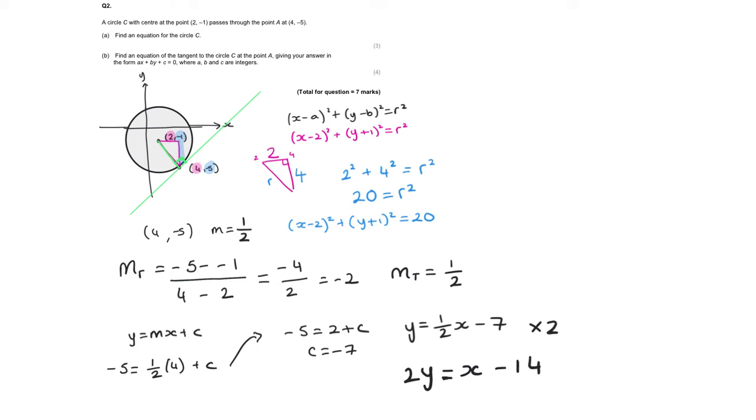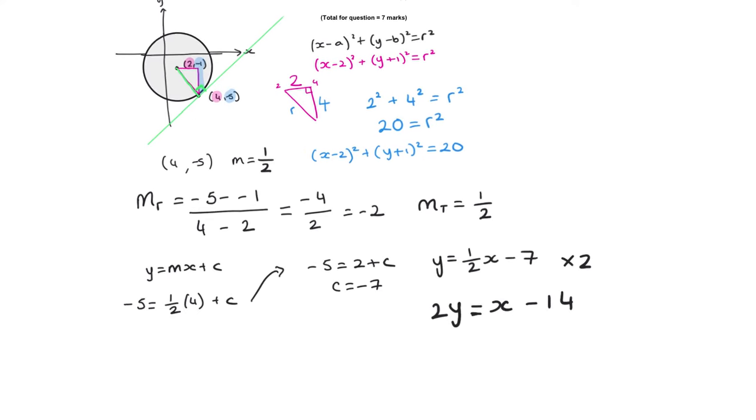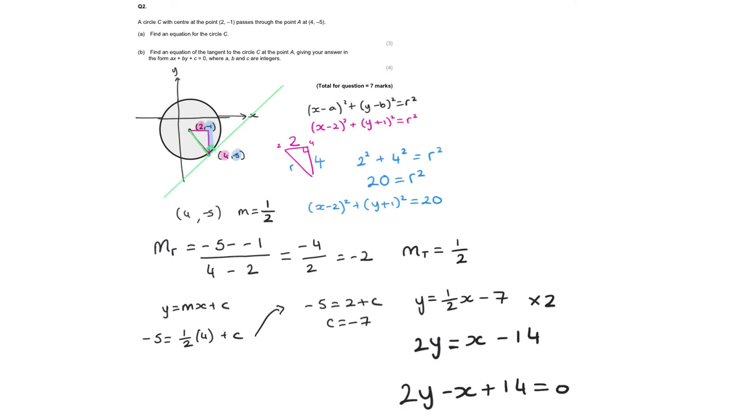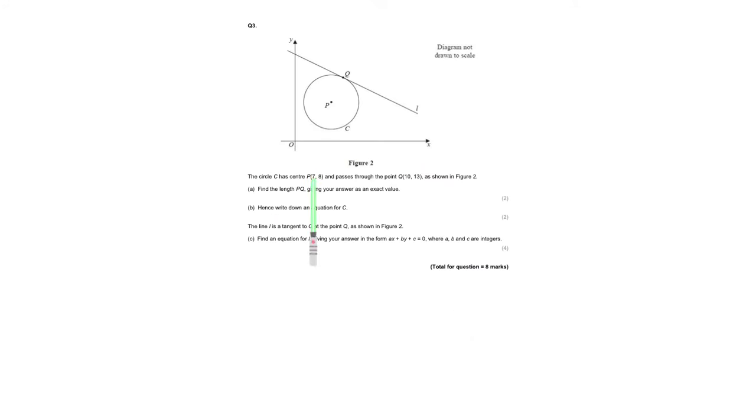Okay, this is where people sometimes mess up, but again, this is GCSE level here. So now we're going to move it all to the left-hand side. 2y − x + 14 = 0. Because that's what it wants. It wants ax + by + c = 0. And there we have it. Well done. Okay, question 3.